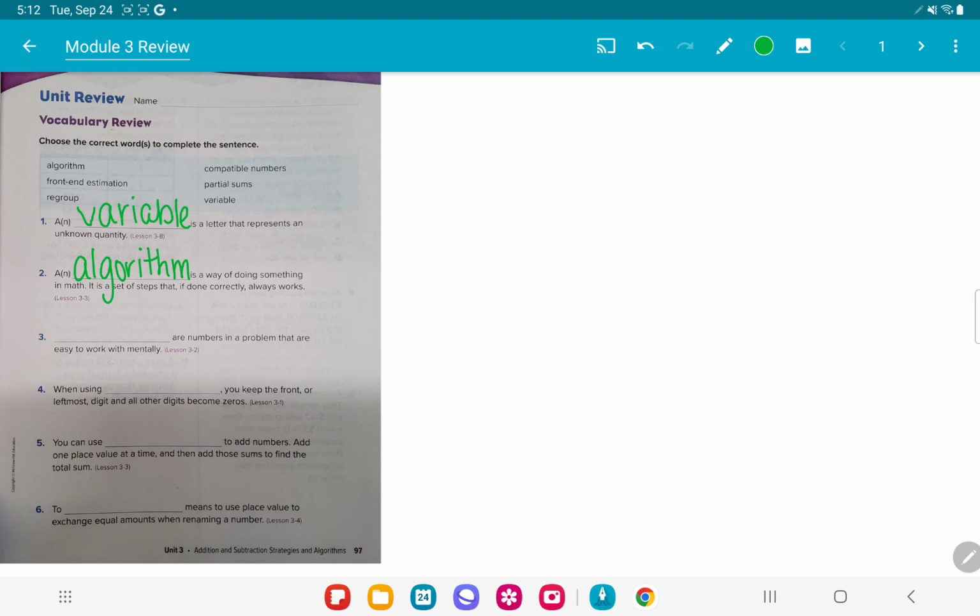Number 3, blank are numbers in a problem that are easy to work with mentally. One of those strategies that we can use to come up with other ways besides the standard algorithm to solve is by using compatible numbers or easy numbers to work with. So number 3 is compatible numbers.